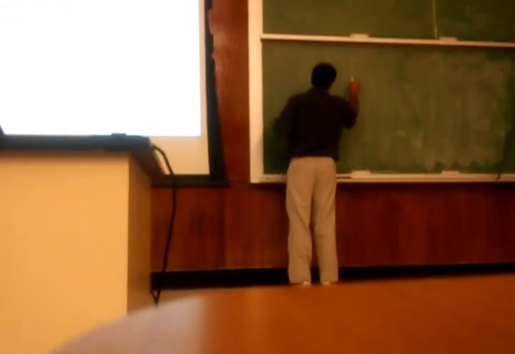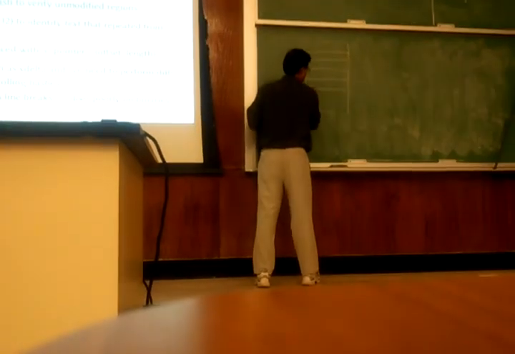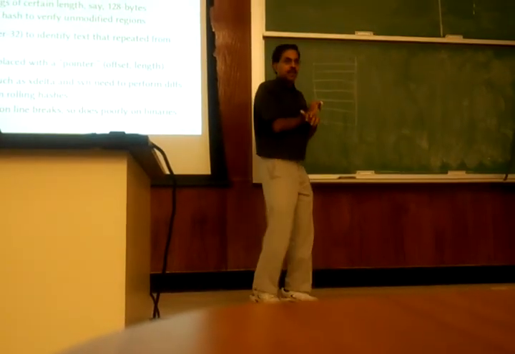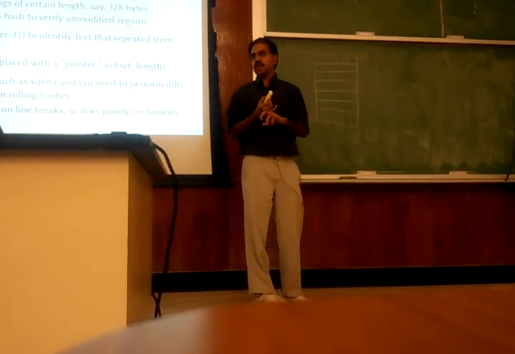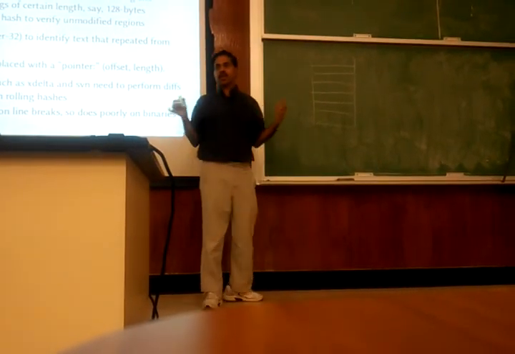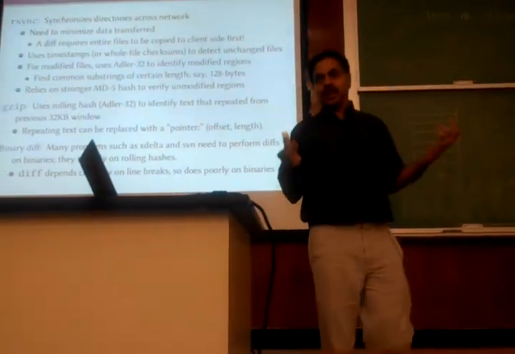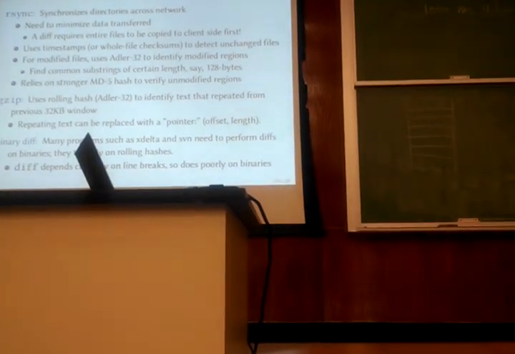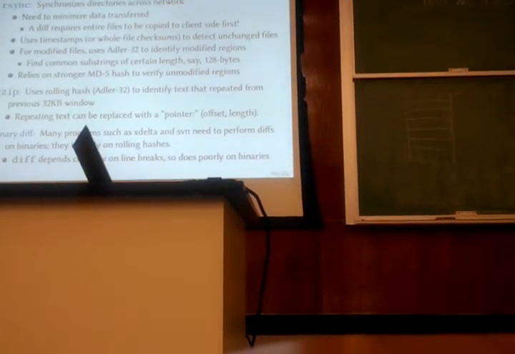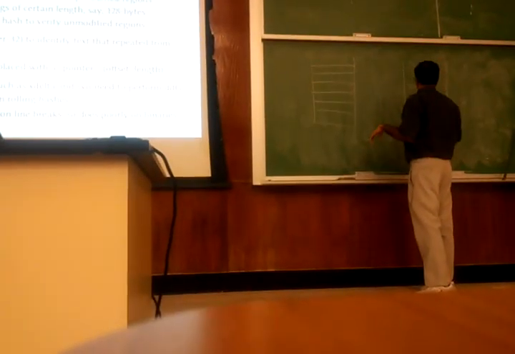Let's say you have your file and you've broken it up into 128 byte blocks, right? And then what rsync does is it transmits a checksum for each of them. So for 128 bytes, if you use Adler-32, then you are sending 32 bits, 4 bytes for 128 bytes. So that's a relatively small amount of data, right? But the problem on the other side is this.